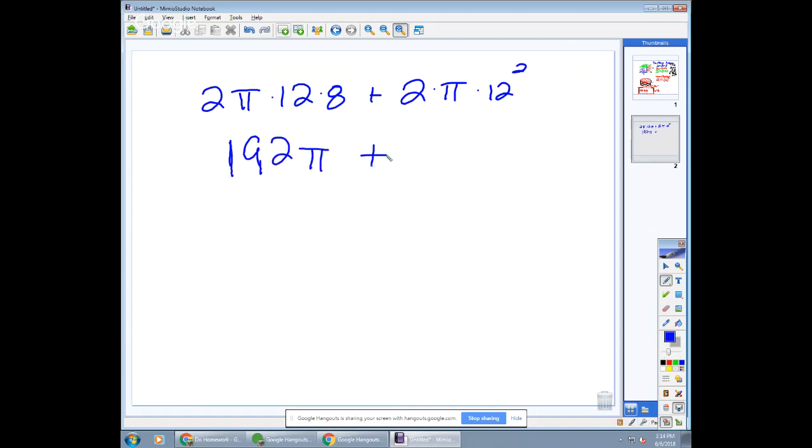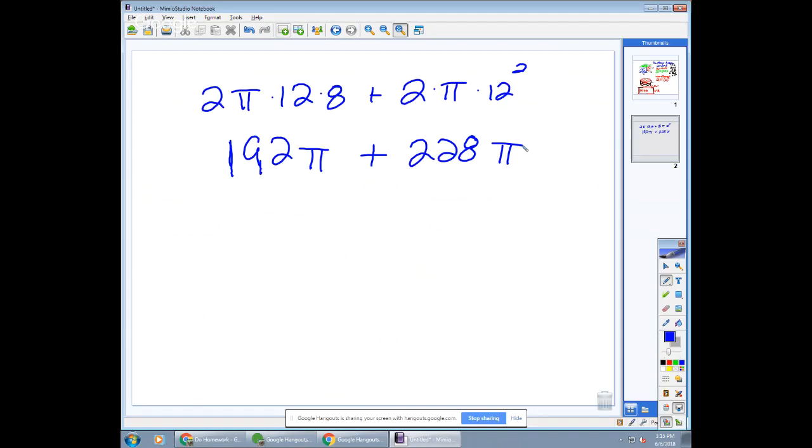And then the second one, I've got 12 squared, which is 144. And if we double that, we get 288 pi. So how do I get to the final answer? Can I just add those two and pi just hangs on? Pi is just a number, yeah, so it's just tagging along.